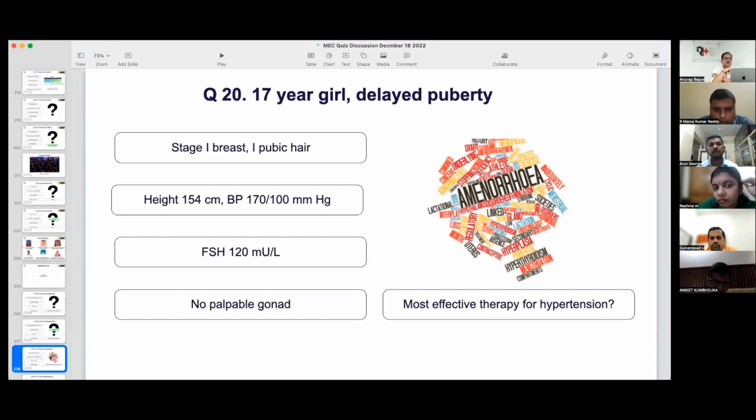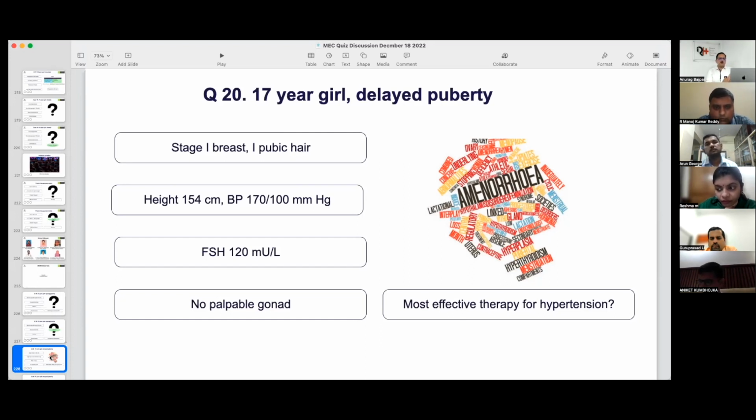Dr. Aniket? Yes, sir. I think this is 17-alpha hydroxylase deficiency of CAH. And so replacement of cortisol. Absolutely. So this was a trick question. The severity of hypertension is too much. Height is also 154, so we tried to keep Turner's as less likely. So this was 17 hydroxylase, and then hydrocortisone will be the best option.